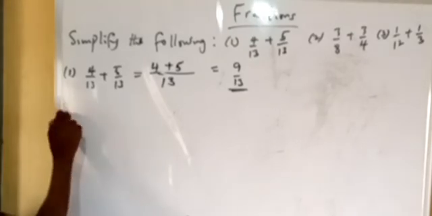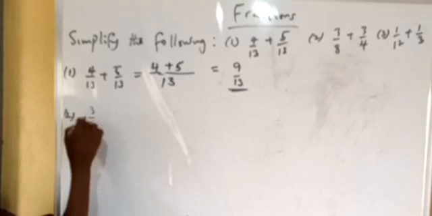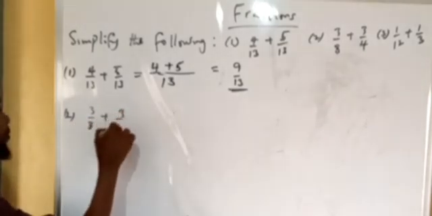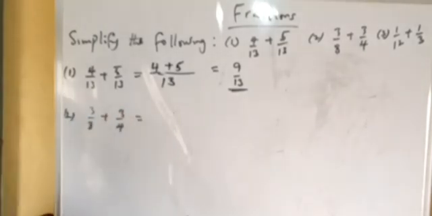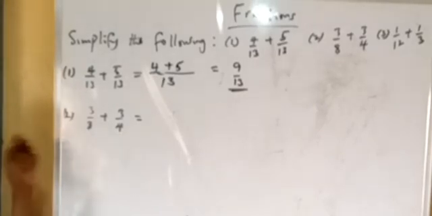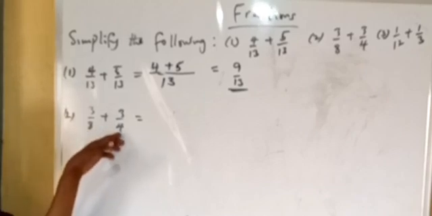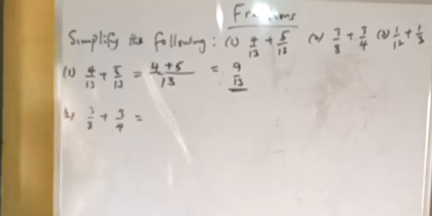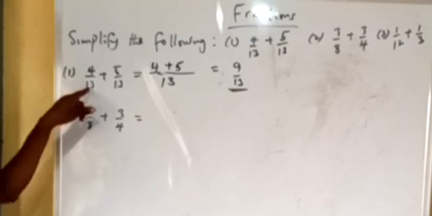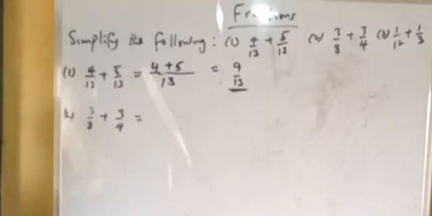Now number 2. What do we have there? 3 over 8 plus 3 over 4. The next thing is to look at the denominators. What is our denominator here? 8. And here? 4. Are they the same? No. Remember, when the denominators are the same, we just pick one to be the LCM and there is no need to find it.